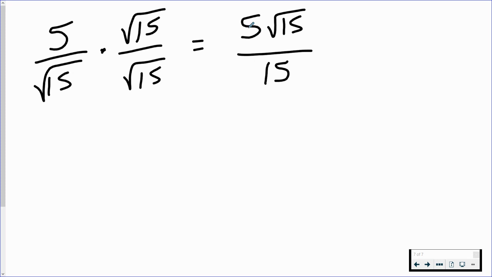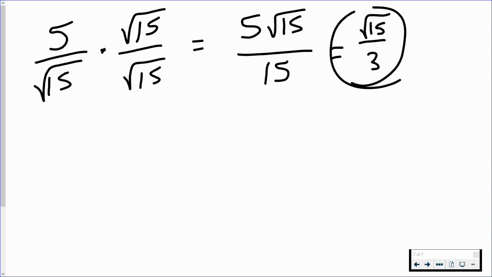Now, take a look at your numbers. We notice that we can simplify 5 over 15. They're both divisible by 5. If we divide the top by 5, we have 1. So instead of writing 1 square root of 15, we're just going to write square root of 15. If we divide the bottom by 5, we're going to get 3. So we can reduce 5 square root of 15 over 15 to be square root of 15 over 3.